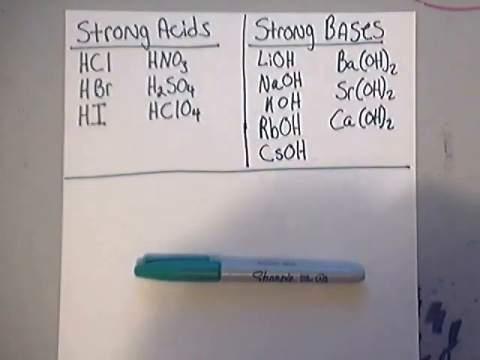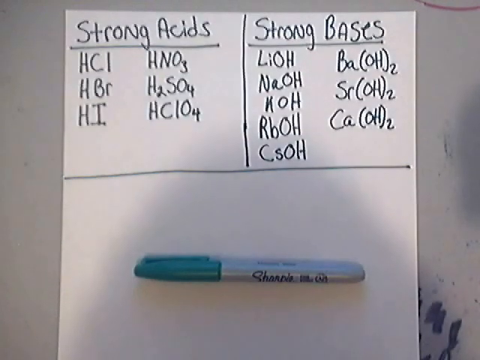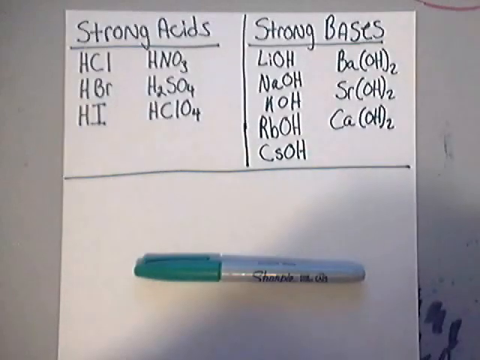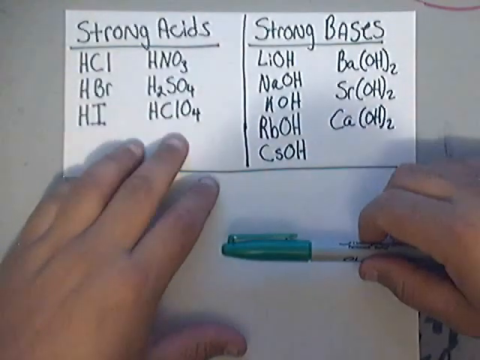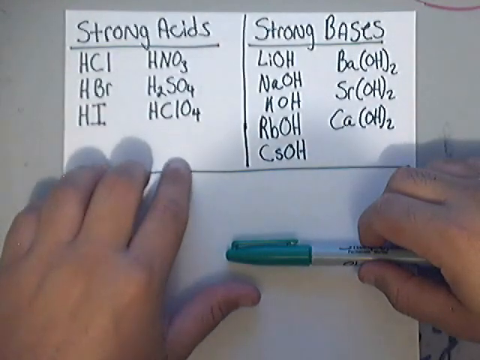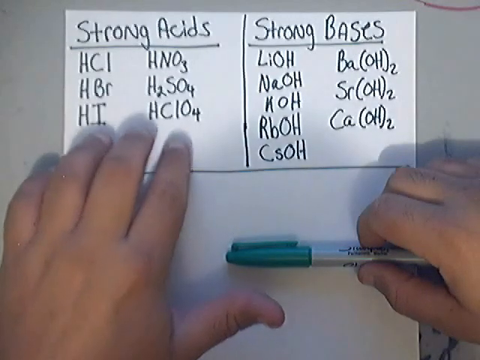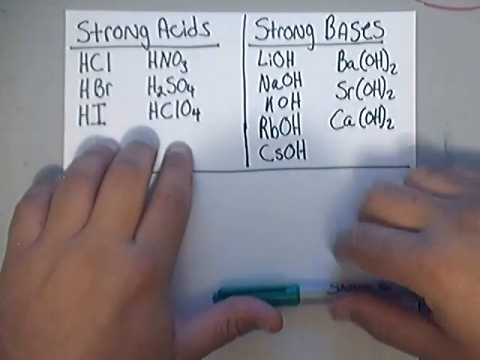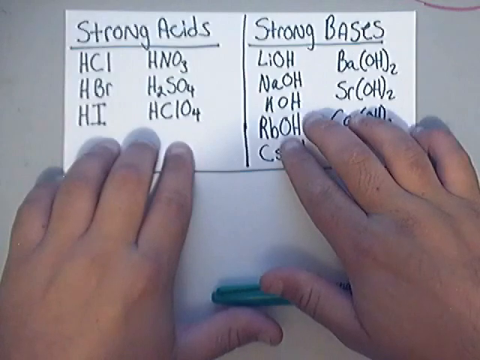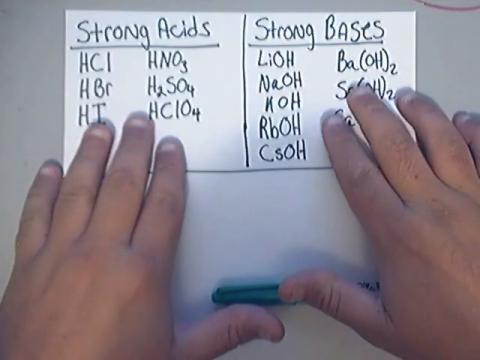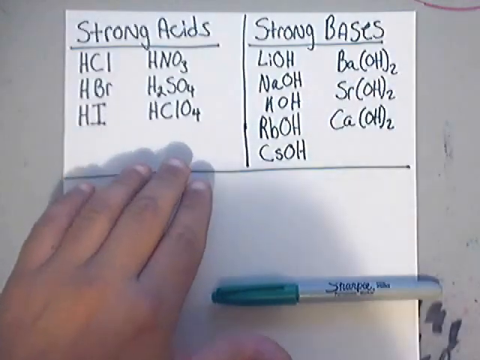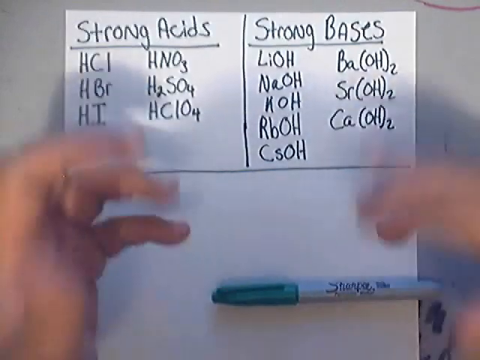Alright guys, in this video I want to help you understand strong acids and strong bases and what it means to be strong and weak. Technically, there exist only 6 strong acids and 8 strong bases. That's it. Now, what do we mean when we say strong?